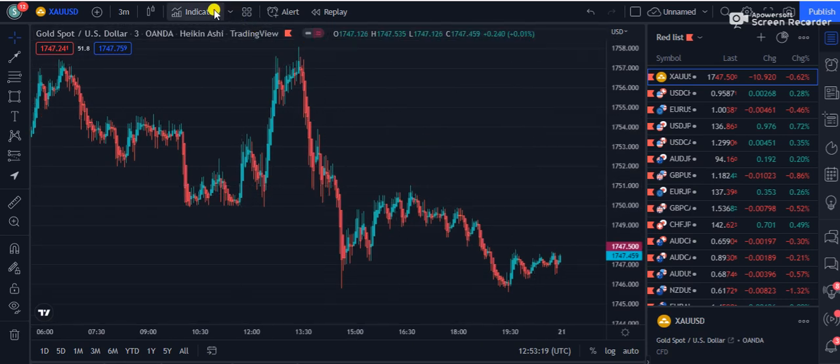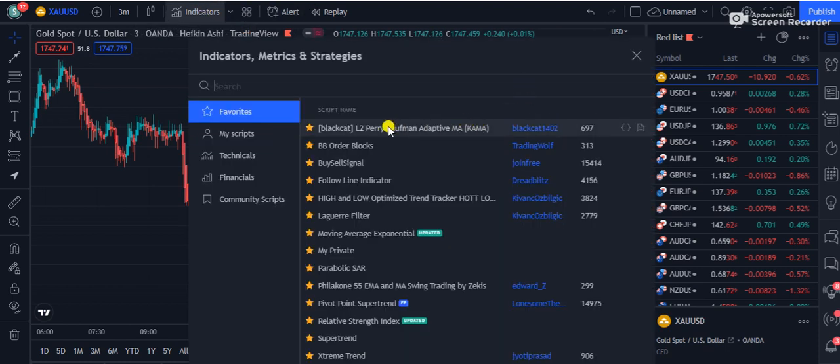Okay, let's not waste our time and let's move towards the strategy. The strategy is very simple. We are using the first indicator. The name of the indicator is Black Cat L2 Perry Kaufman Adaptive MA, or KAMA, and please note that the author name is Black Cat 1402, and you can see that 697 traders have put this indicator into their favorites. So you can say that only a few traders are using this because it's a very special indicator.